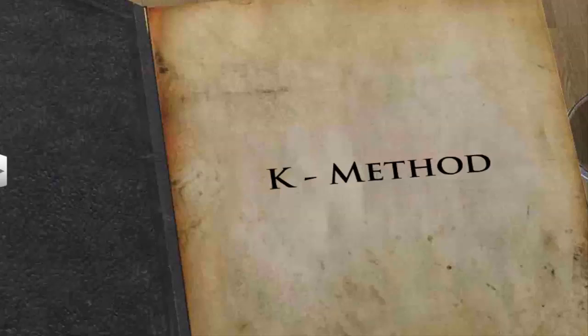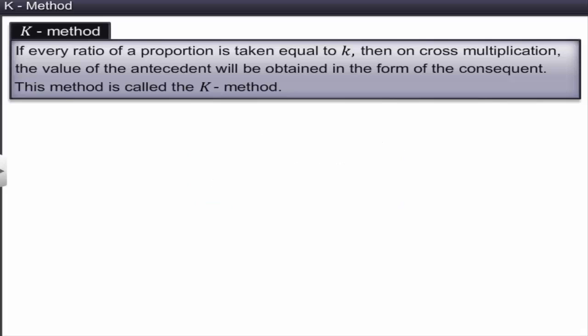In this module, you will learn about the K method. K method states that if every ratio for proportion is taken equal to K, then on cross multiplication, the value of the antecedent will be obtained in the form of the consequent. This method is called the K method.